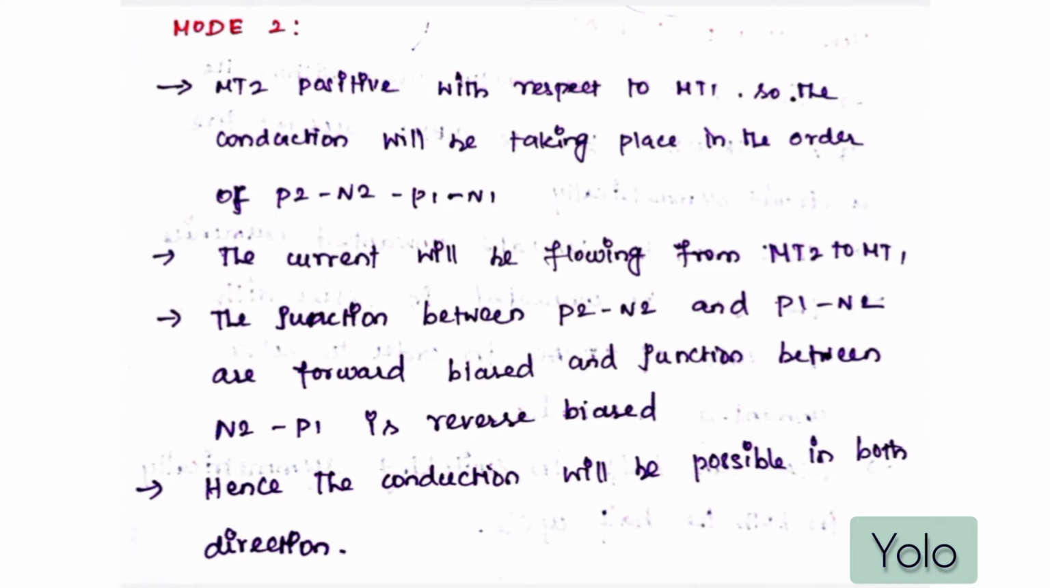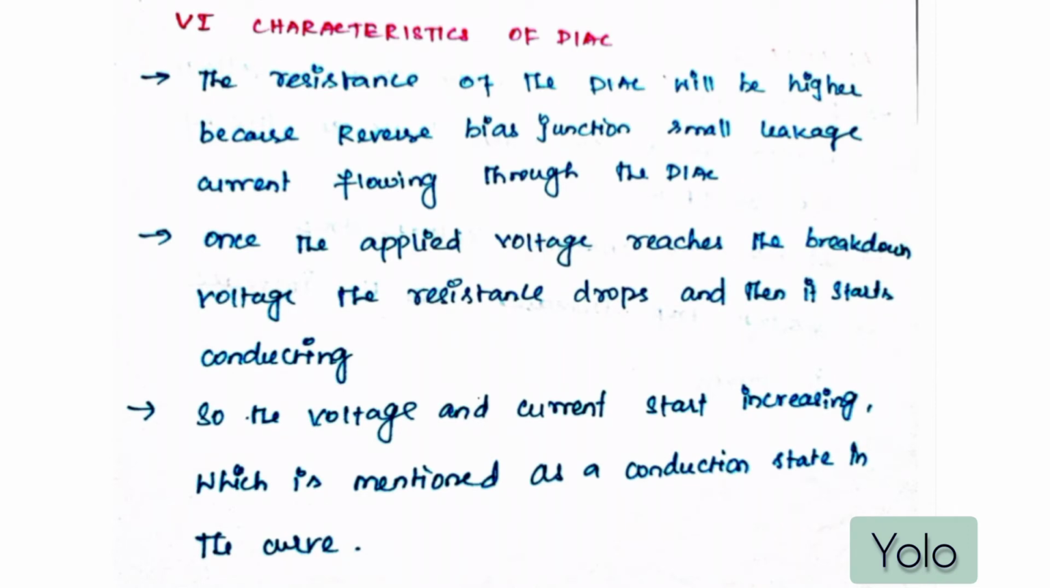VI characteristics of DIAC. The resistance of the DIAC will be high because of the reverse biased junction, and only a small leakage current flows through the DIAC. Once the applied voltage reaches the breakdown voltage, the resistance drops and then it starts conducting. The voltage and current start increasing, which is shown as the conduction state in the curve.